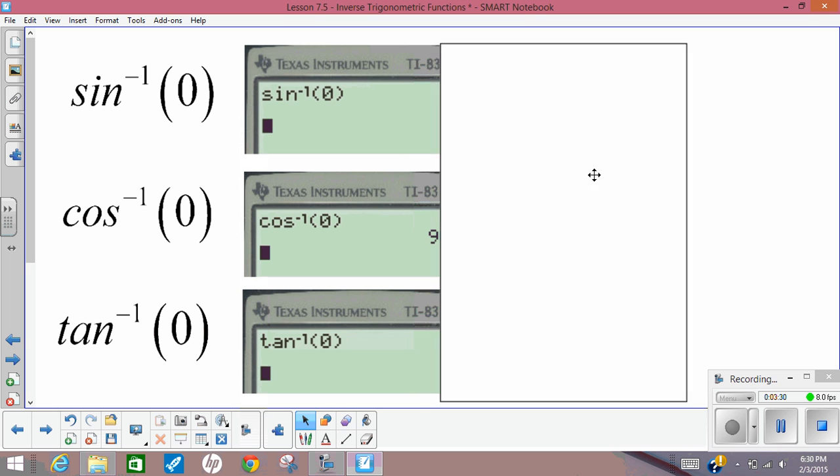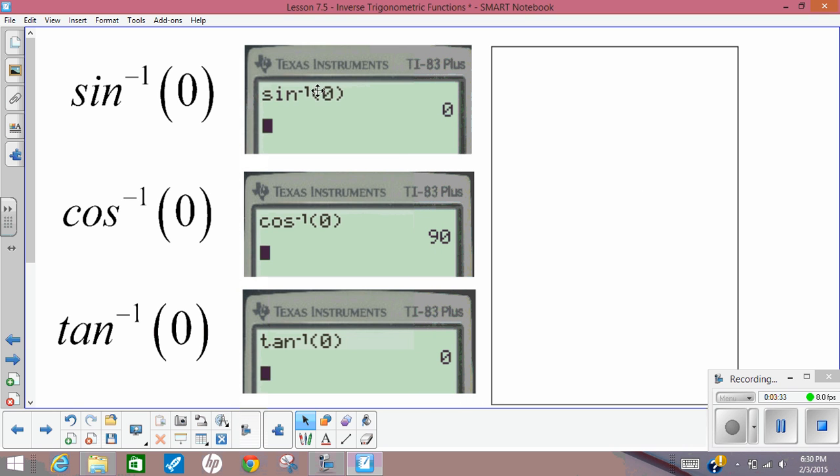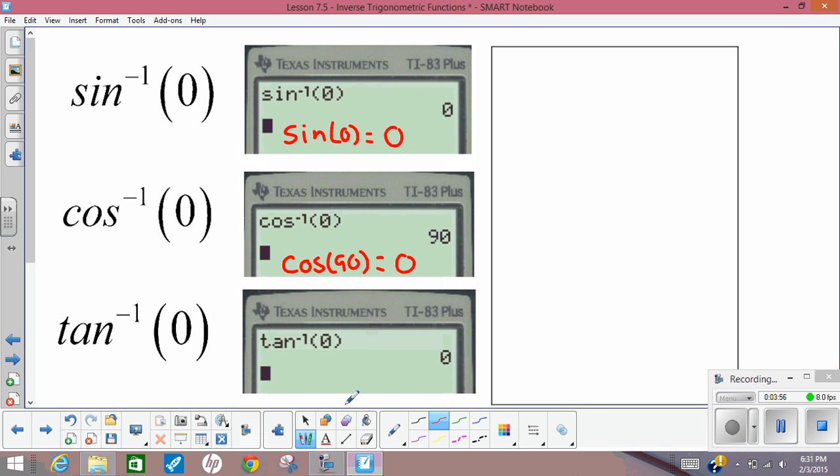So if you could do these, you would get that the sine inverse of 0 is 0. That means that if I take the sine of 0 degrees, it's going to give me opposite over hypotenuse, that is 0. Cosine inverse of 0 gives me 90. That means if I took the cosine of 90, it would give me, you guessed it, 0. And the tangent inverse of 0 is 0, same as sine.